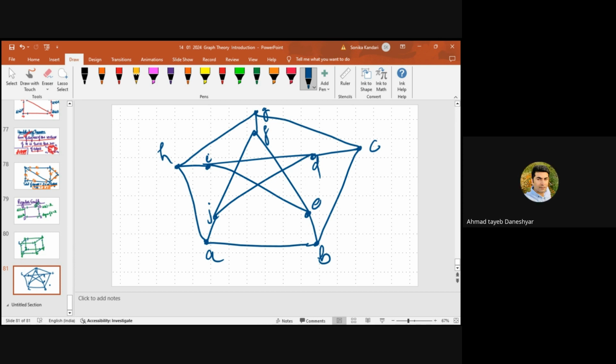Every vertex has a degree of 3 edges. Every vertex is having the same degree. Yes or no? Yes, ma'am. Have you checked everyone? So is it a 2 regular, 3 regular, or 4 regular graph? 3 regular. The degree of each vertex is 3.